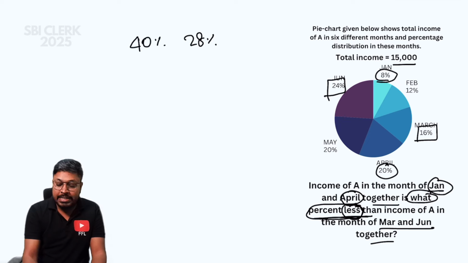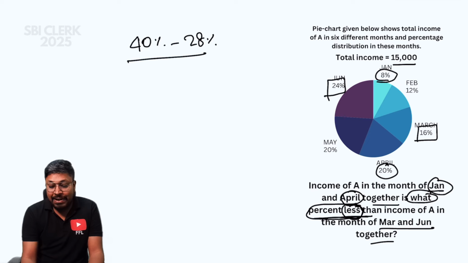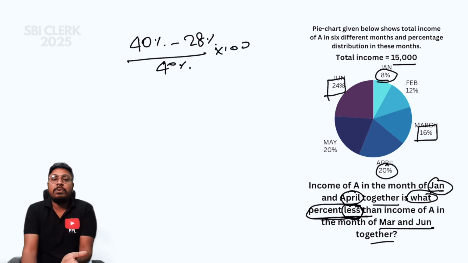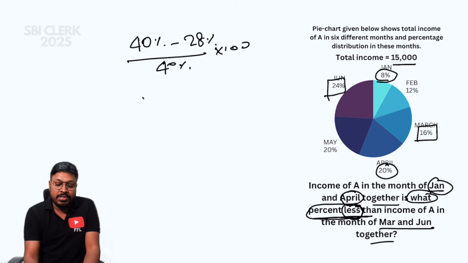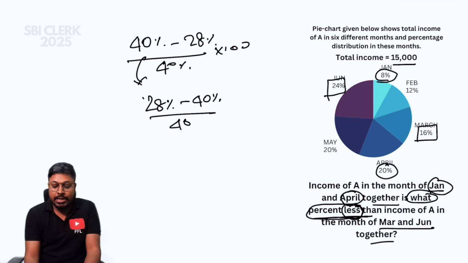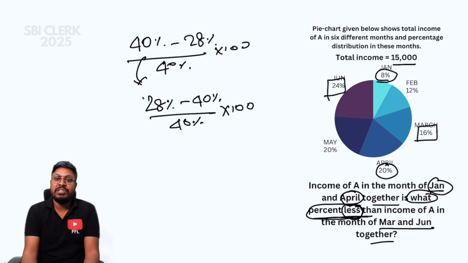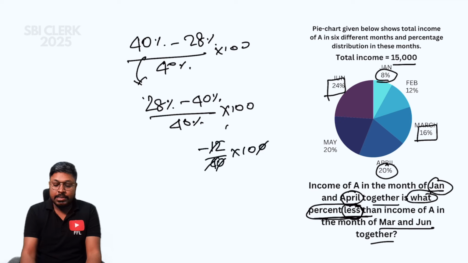So 40% minus 28%, divided by 40% into 100, because we are going to get the answer in negative. Actually, this should be written as (28% minus 40) divided by 40 into 100. This is the way we have to write this question in the formula. So we get 28 minus 40, and the resultant answer will be minus 12. That means less. So minus 12 divided by 40 into 100, cancel 0. This will be 30%. So the answer for this question is 30%.